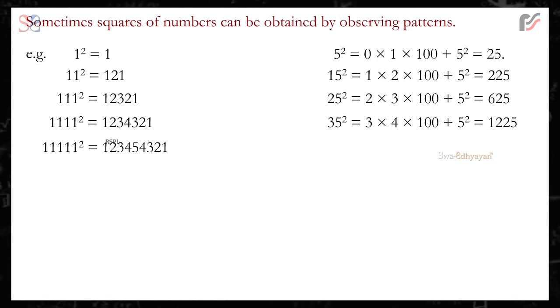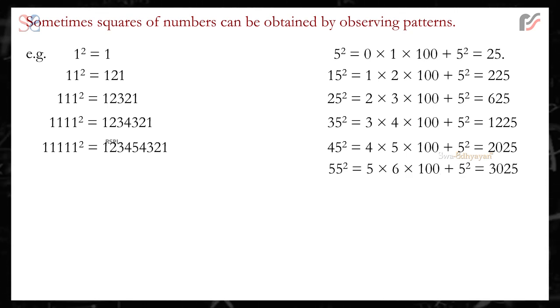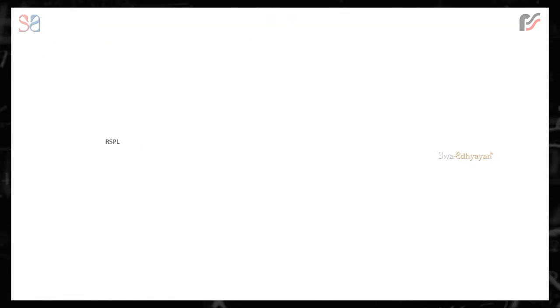35 square is equal to 3 into 4 into 100 plus 5 square is equal to 1225. 45 square is equal to 4 into 5 into 100 plus 5 square is equal to 2025. 55 square is equal to 5 into 6 into 100 plus 5 square is equal to 3025.